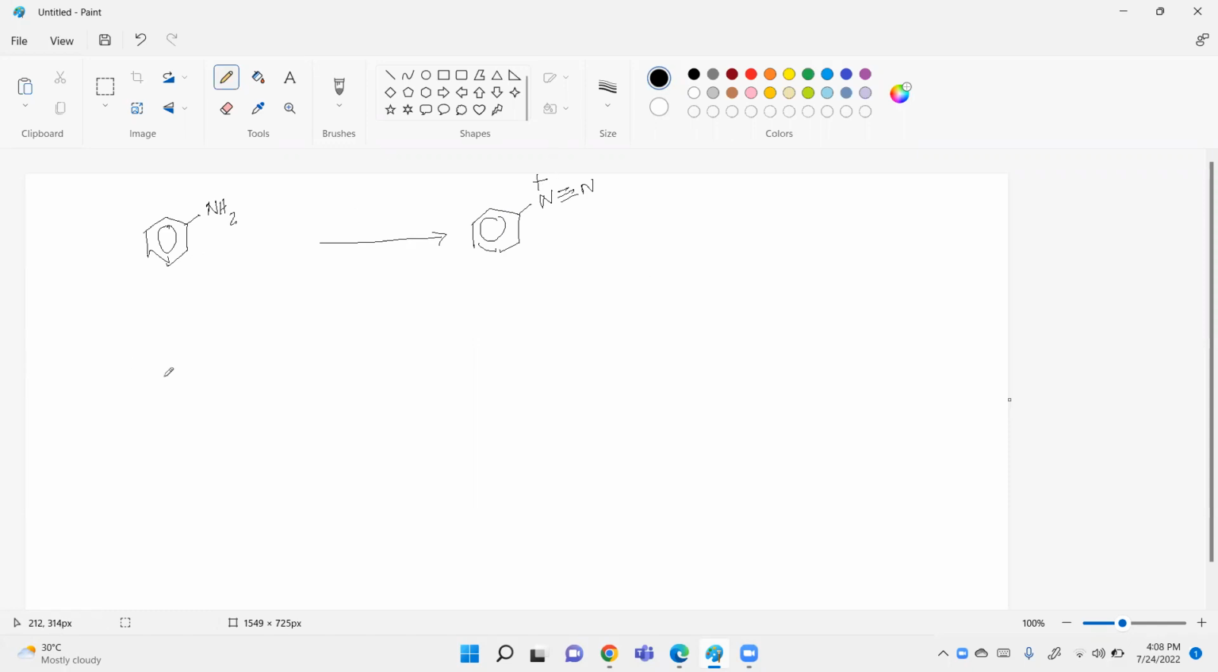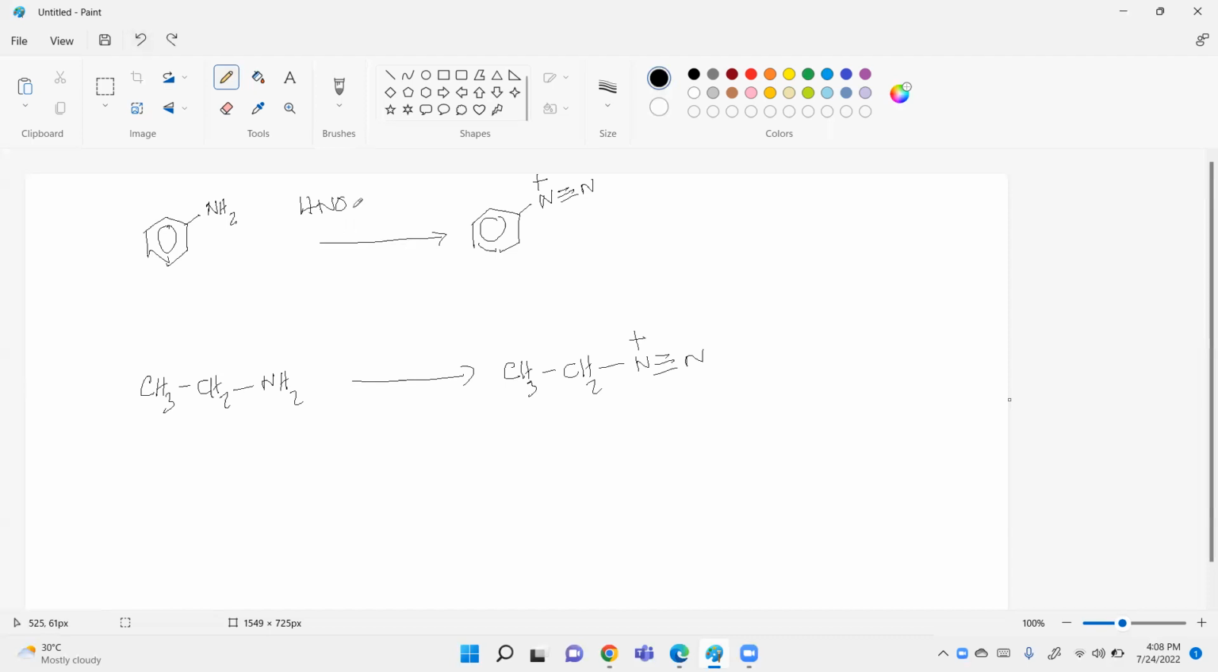But if you use something like CH3CH2NH2, we can convert this also to a diazonium ion, where we have CH3CH2 and a triple bond N plus. For both these reactions, we have to use, the question says, HNO2, not HNO3.